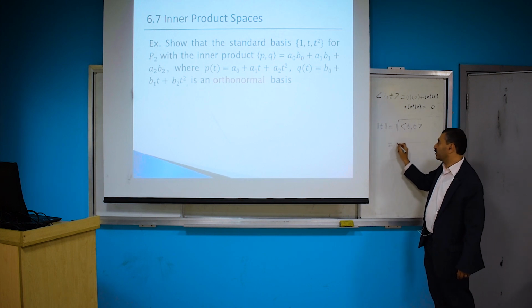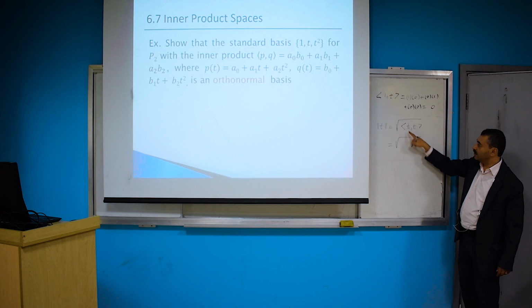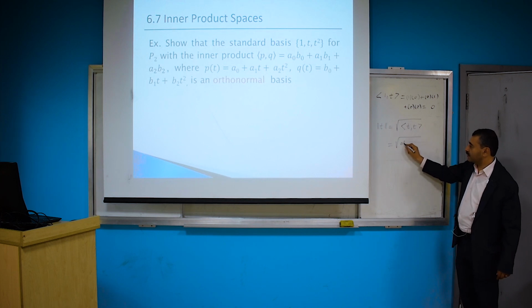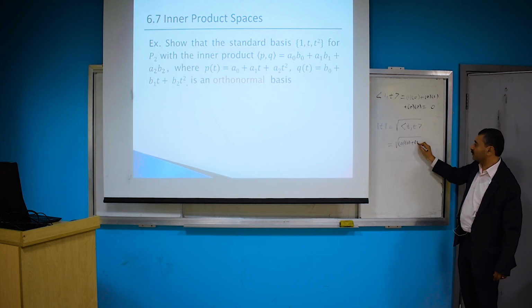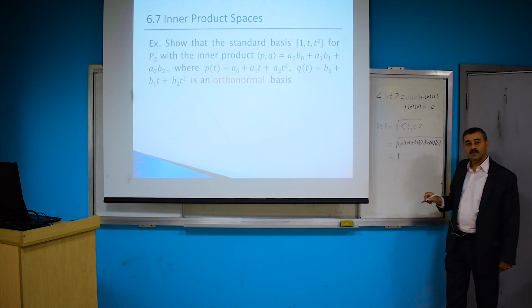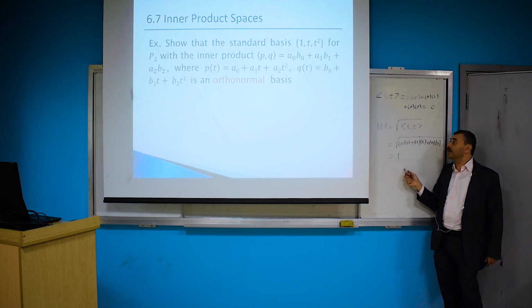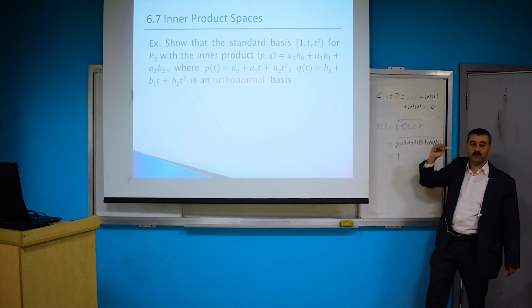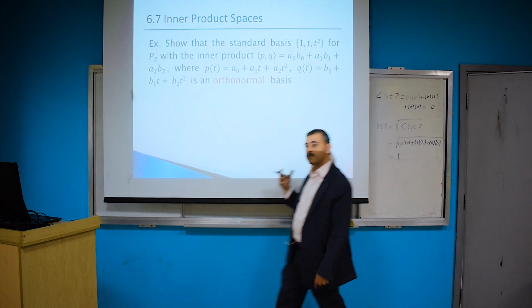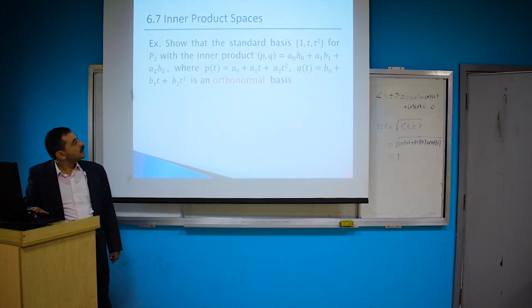What is the inner product between t and itself according to the inner product? Right? 0 by 0 plus 1 by 1. So we'll get 1. So we can say that t is a unit vector. And these vectors are orthogonal, so they form an orthonormal basis. You have to do all the checks, of course.